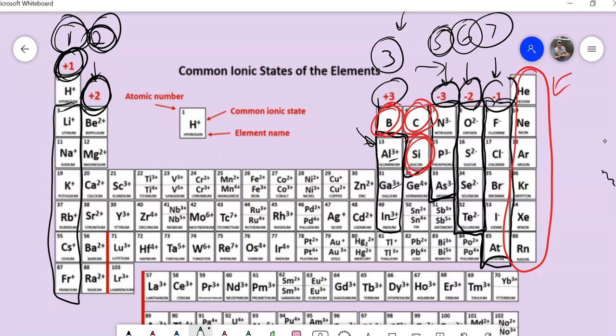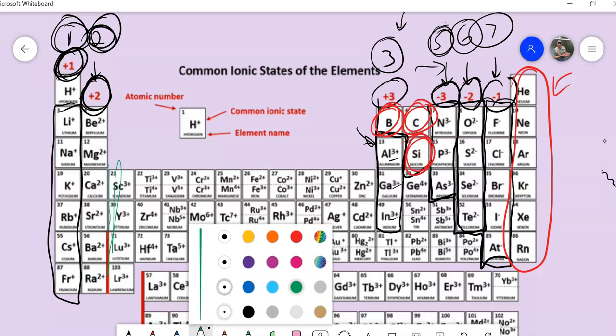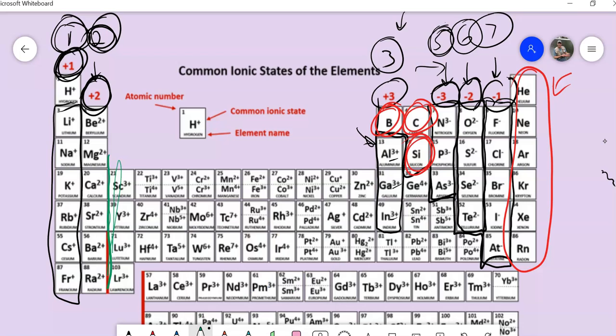If we look at this group here, which we call our d block, or we also know these as our transition metals, the d block is the transition metals. What do we notice about the elements and the charges in the d block?